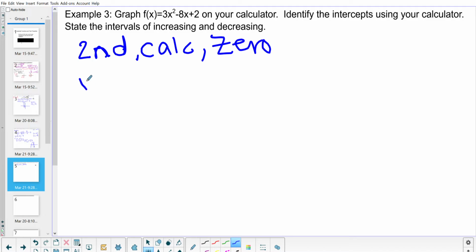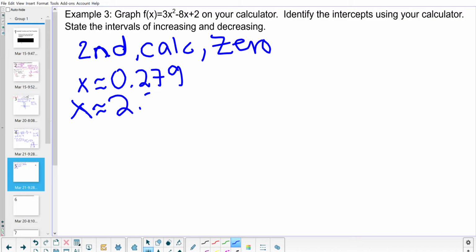Okay, you should get approximately, the first one is at 0.279. I don't know why I'm rounding to 3 decimal places. That's just what I have in my notes. And then you have to do it a whole nother time, 2.387. Okay, so that's another thing that your calculator can calculate.